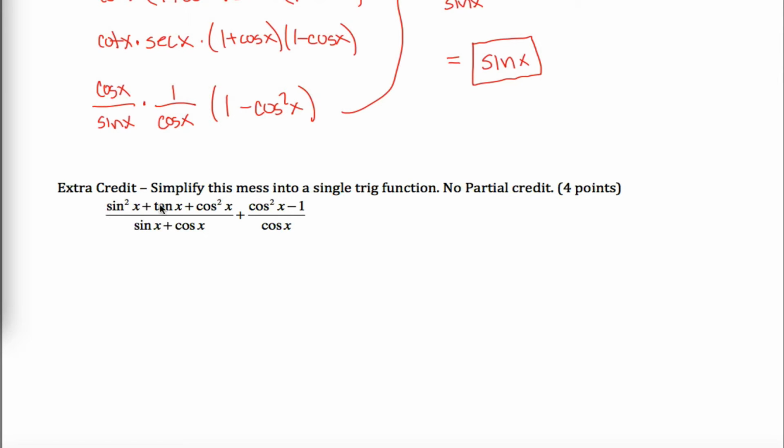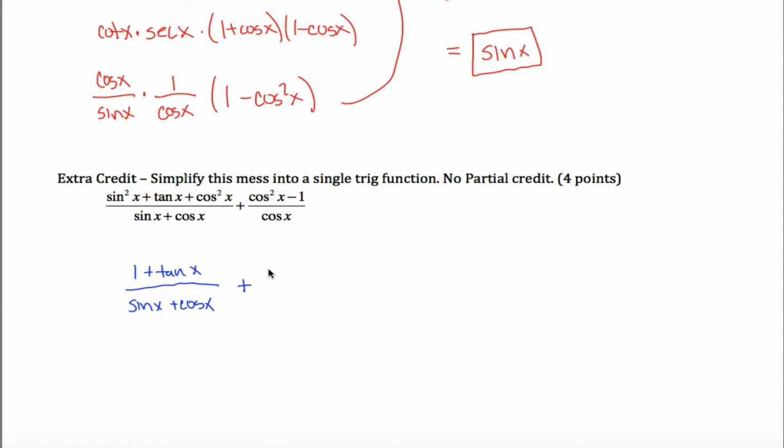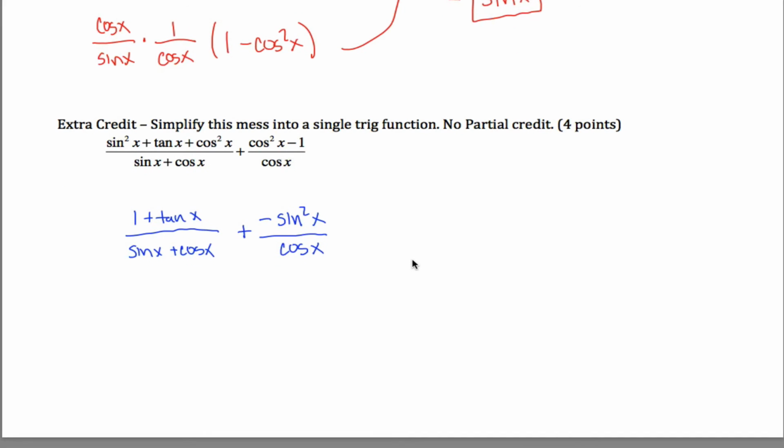The first thing I would do is recognize that sine squared plus cosine squared just equals 1. So really I have 1 plus tangent of x divided by sine of x plus cosine of x plus cosine squared minus 1. Well, we saw up here 1 minus cosine squared was equal to sine squared. I don't have 1 minus cosine squared here. I have cosine squared minus 1. Turns out that that's equal to the negative of sine squared. So I can get something that looks like this.